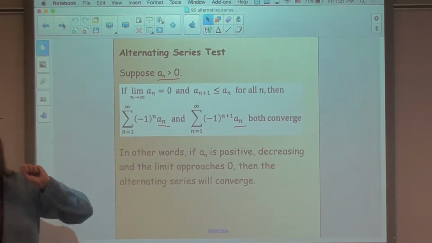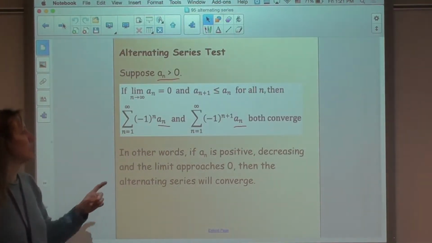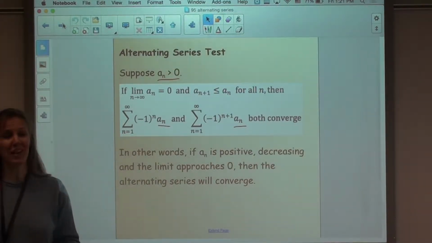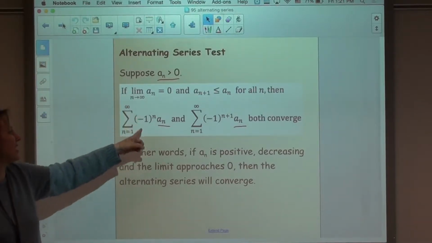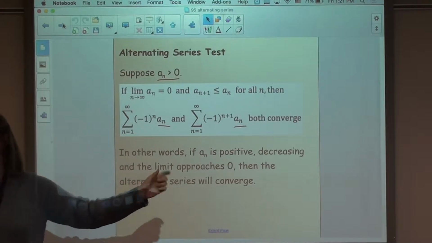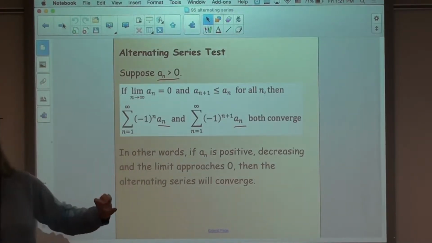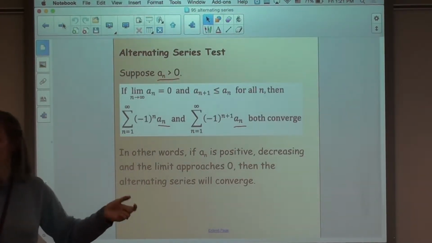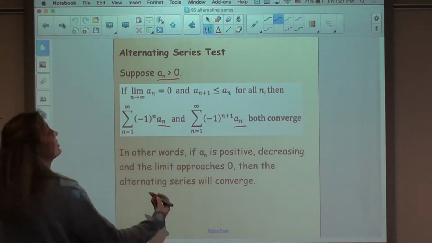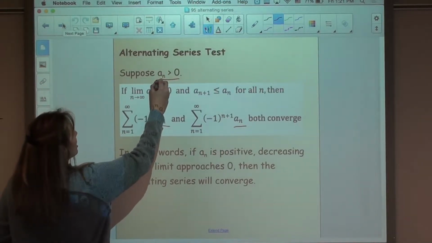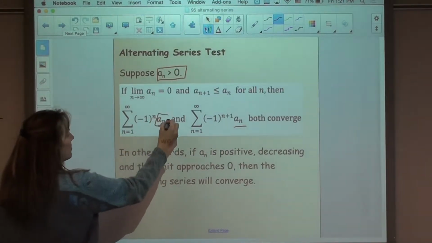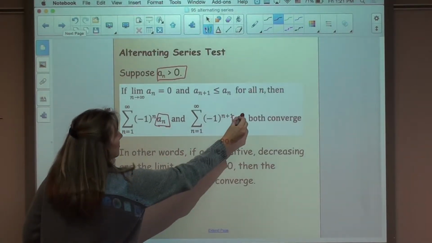Now, be careful. I should probably tell you what an alternating series is. An alternating series is a series that has -1 to a power in it. Basically, it's a series where the sign changes back and forth. That's why it's called alternating. It's positive, it's negative, it's positive, it's negative, right? So, when we talk about a sub n on an alternating series, we're talking about the portion without the -1.